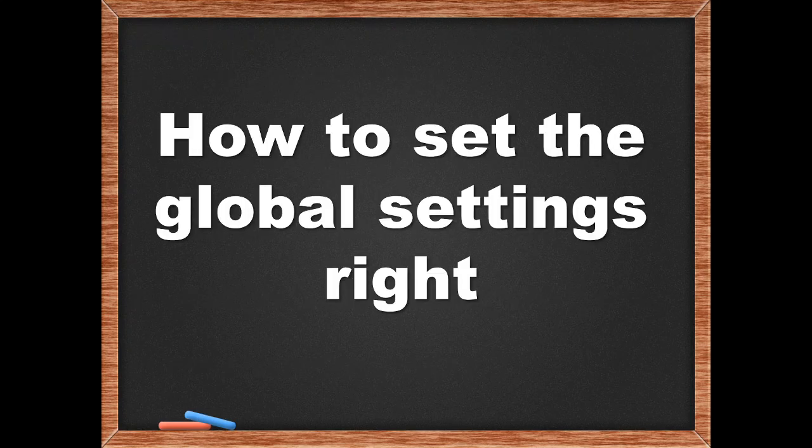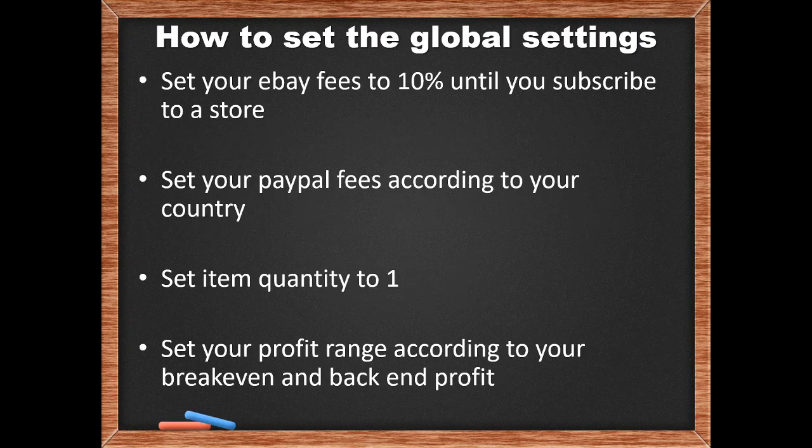So first, before uploading items and before making sure we know how to fulfill the orders, we need to set our global settings right. What are the global settings? Whenever you open a store on Selfrix, whether it's one store or multiple stores, you need to set some settings, like what's your profit range, what is your break-even, what are your PayPal fees and eBay fees, all that stuff.